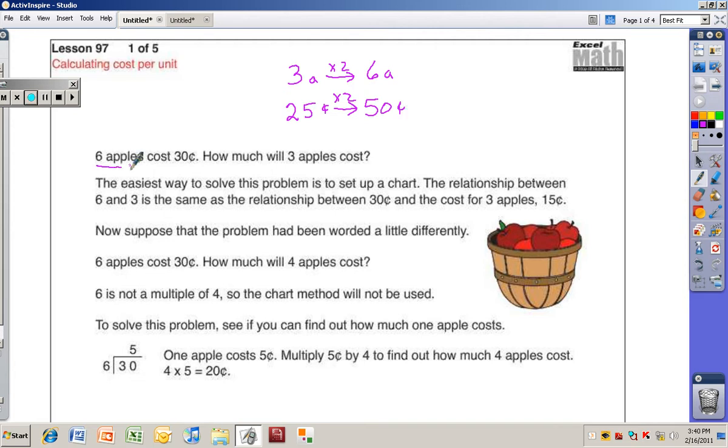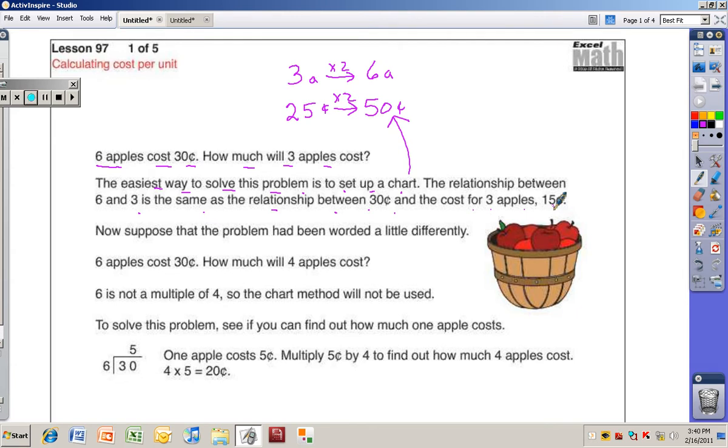First part here says 6 apples cost 30 cents. How much will 3 apples cost? The easiest way to solve this problem is to set up a chart. And what we mean by that is that the relationship between the 6 and the 3 is the same as the relationship between the 30 cents and the cost for 3 apples, so 15 cents.